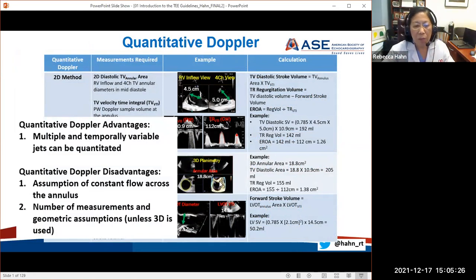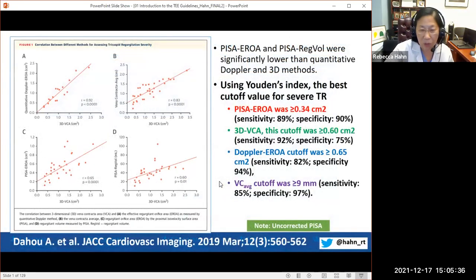And so there are many issues as well. The assumption of a constant flow across the annulus, it obviously requires numerous measurements, which each one of those are associated with errors. But we showed in our core lab that indeed the 3D VCA cutoff and the Doppler EROA cutoffs are very, very close. And indeed that the PISA EROA will underestimate by about 40%.